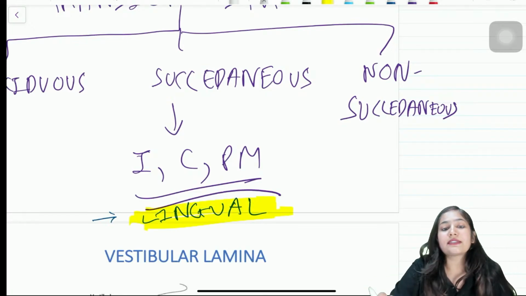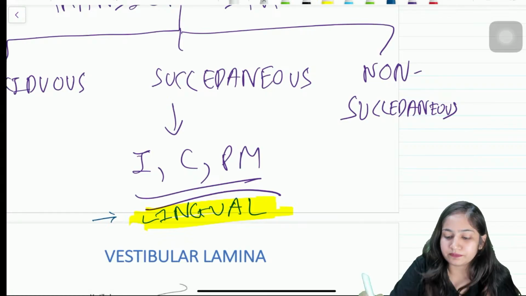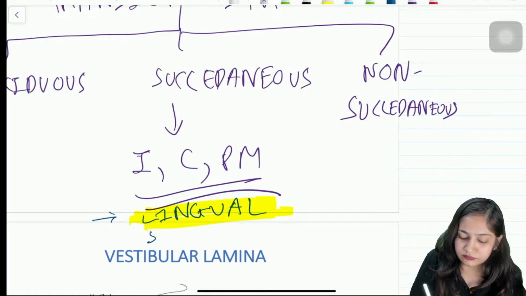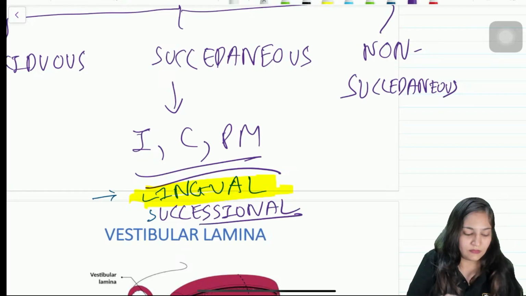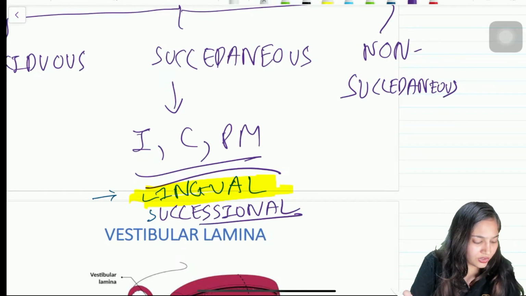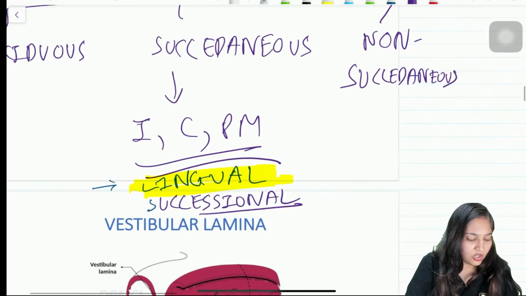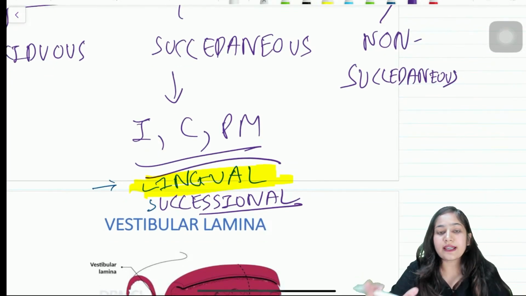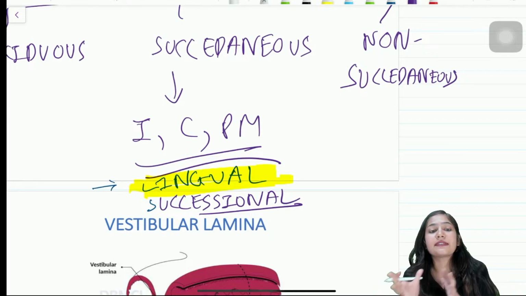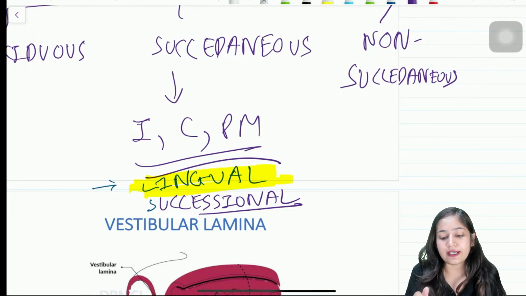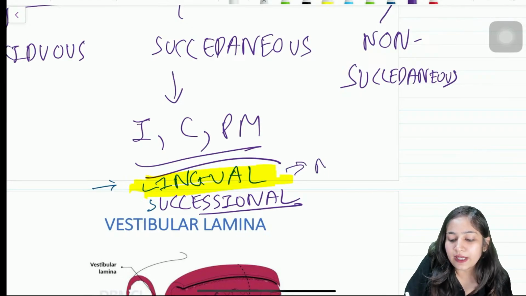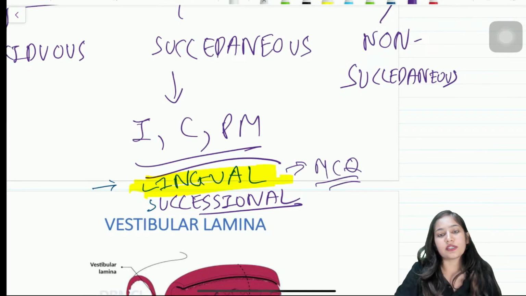Which is the lingual extension? Successional lamina. Yes, Dr. Ruchira, Dr. Kirti, all of you are correct. So succedaneous teeth are the teeth that replace the primary teeth, and they arise from the lingual extension of the dental lamina, which is known as the successional lamina. This is again an important MCQ question.